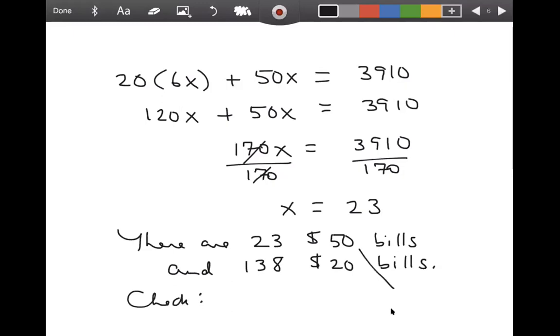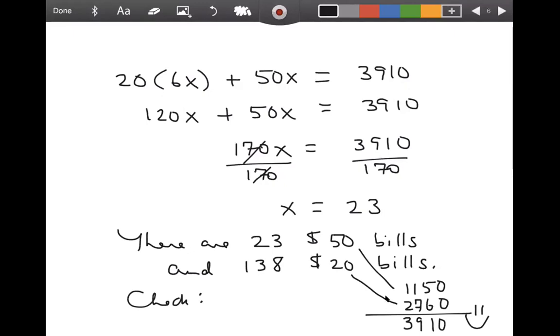Which is 1,150. And then do 138 times 20, which is 2,760. You add those together, you get 3,910. Woohoo!